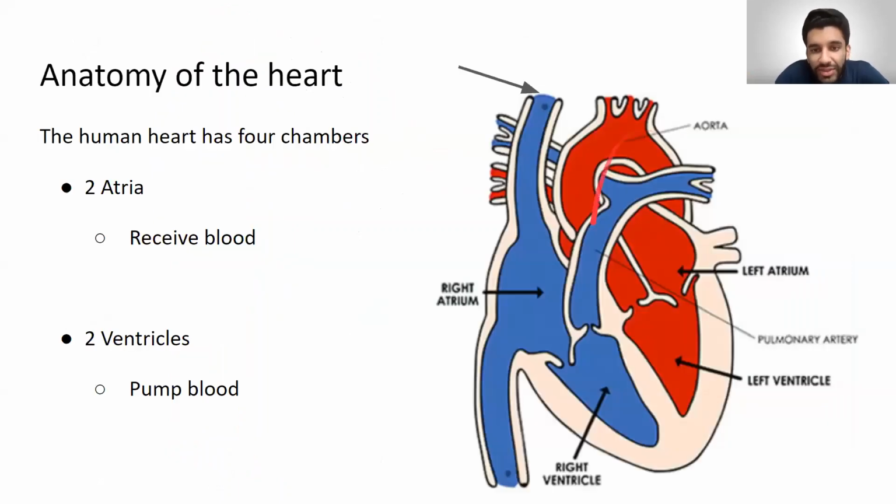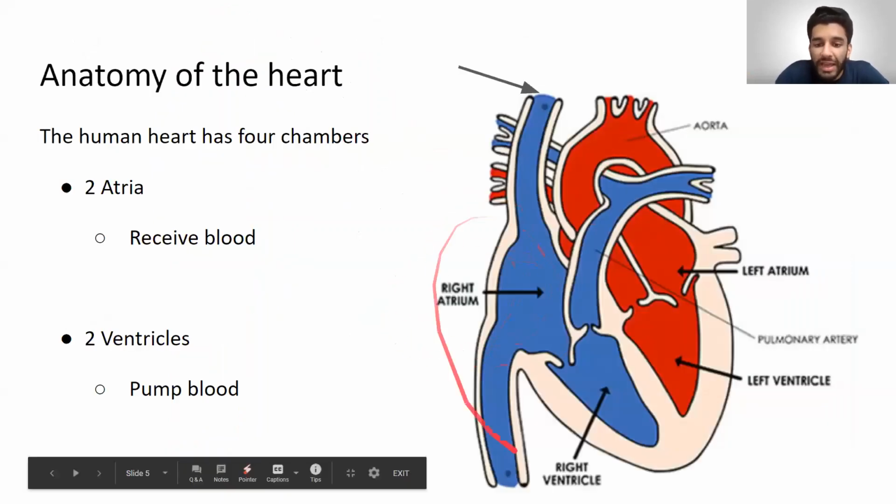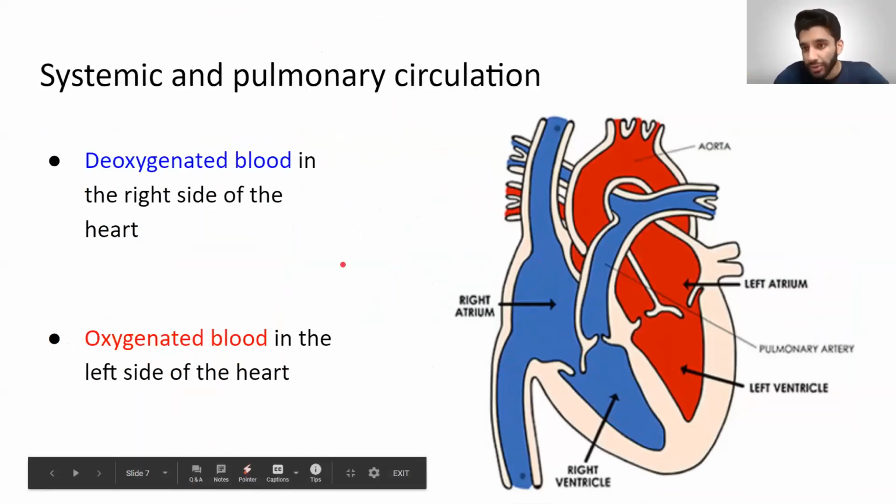So that's why even though this seems like it should be the left atrium and this should be the left ventricle, this is the right atrium, this is the right ventricle. Just a quick notation to get straight. Then the next observation I'm going to make.